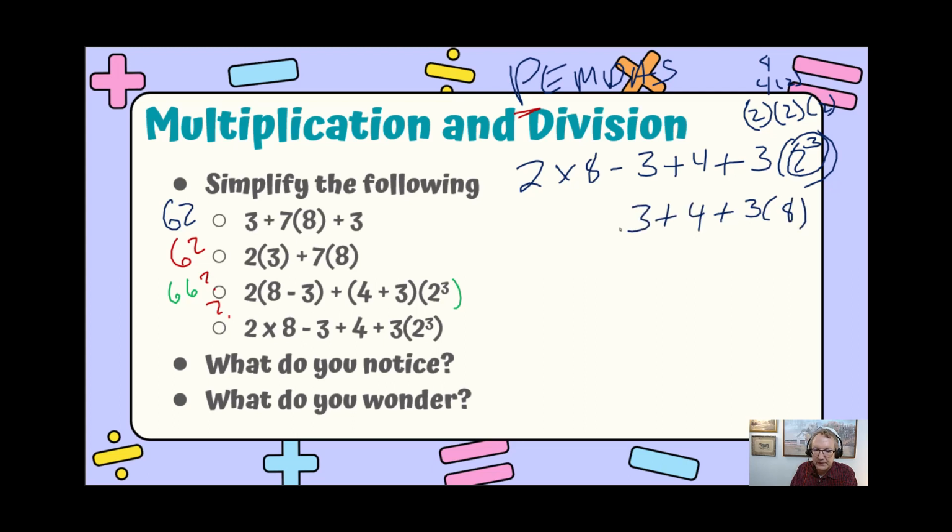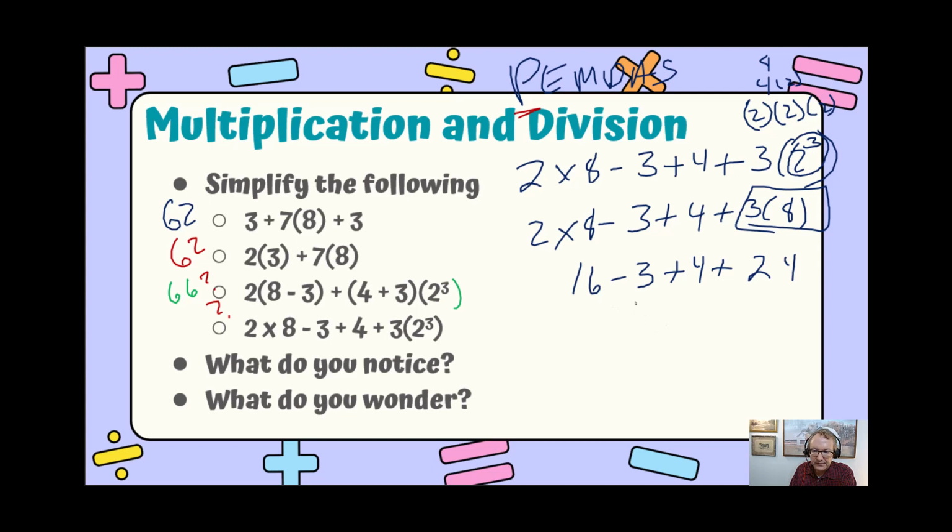I'm going to go ahead and rewrite everything else from up here. 2 times 8 minus 3 plus 4 plus 3 times 8. I'm not skipping any steps because I don't want to make a mistake. So now we're moving on to multiplication. 2 times 8 is 16. We're going to subtract 3. We're going to add 4. Then we're going to add it to the product of 3 times 8, which is 24.